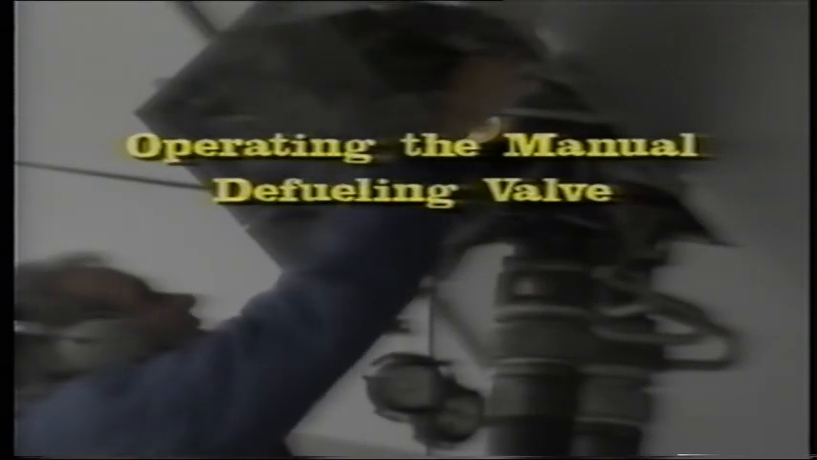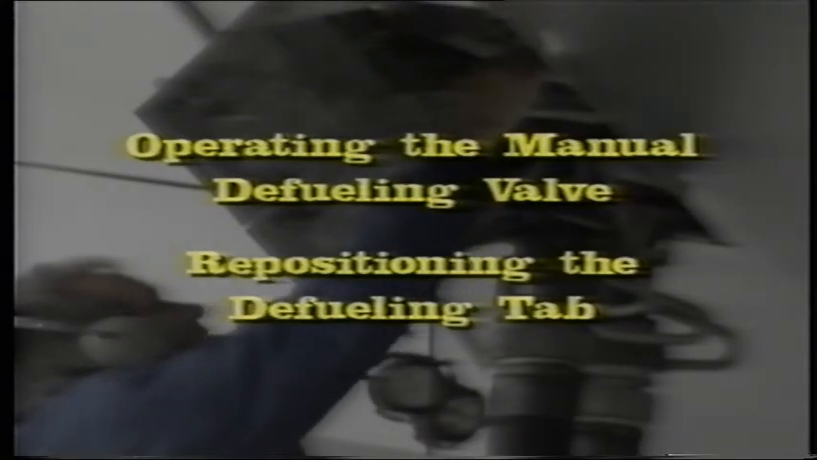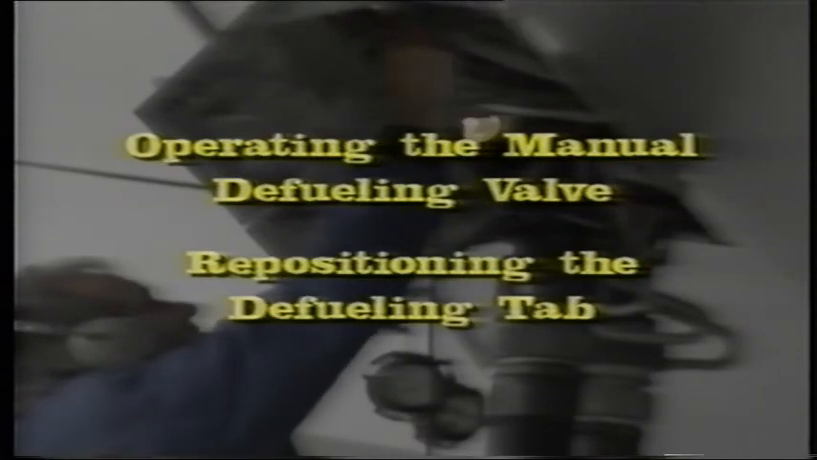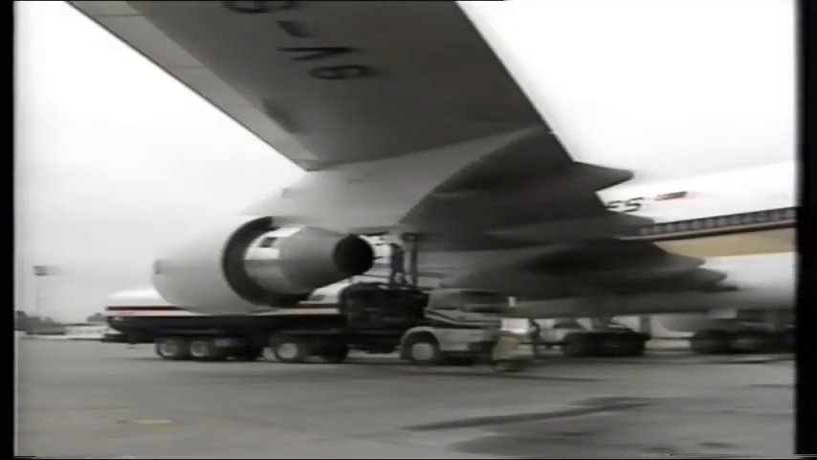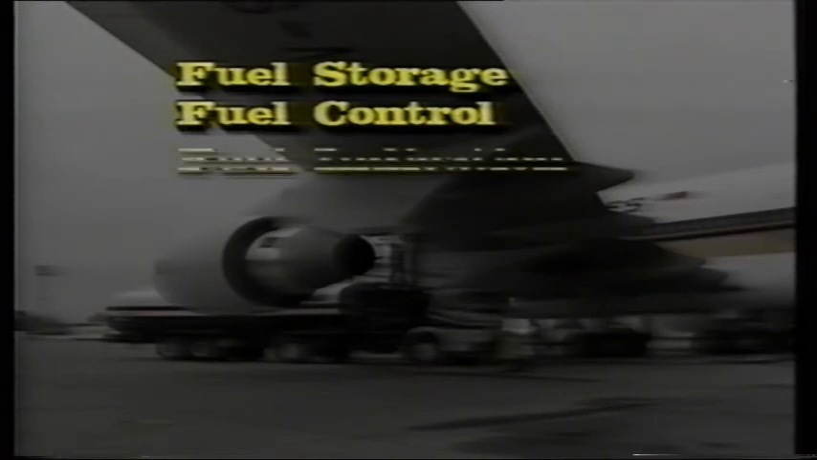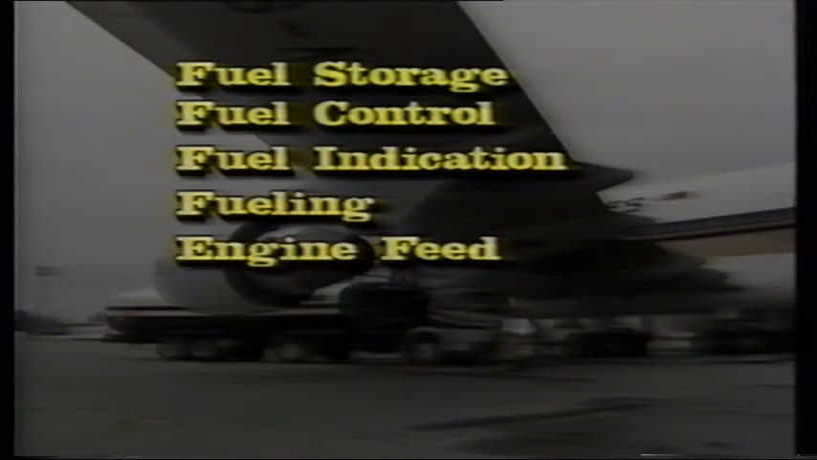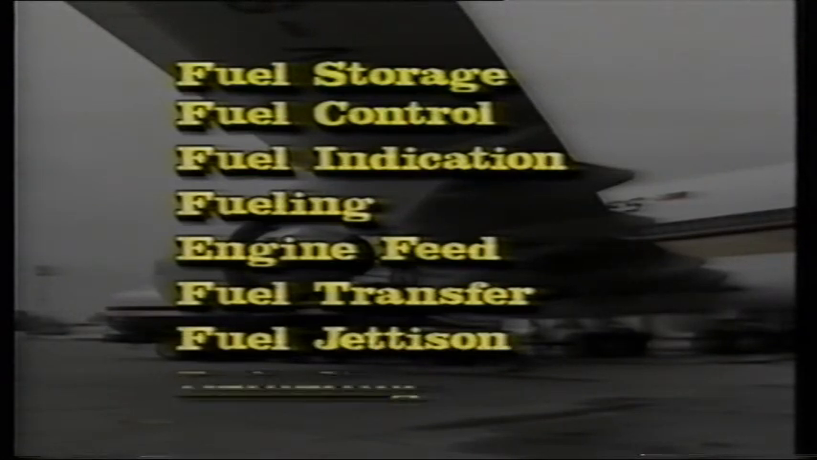In review, defueling of the airplane can be done at the fueling control panel by opening the manual defueling valve and then repositioning the defueling tab. This allows fuel to be removed from the tanks or diverted to another tank. This completes this program on the 747-400 fuel system. We have covered fuel storage, fuel control, fuel indication, fueling, engine feed, fuel transfer, fuel jettison, and defueling.